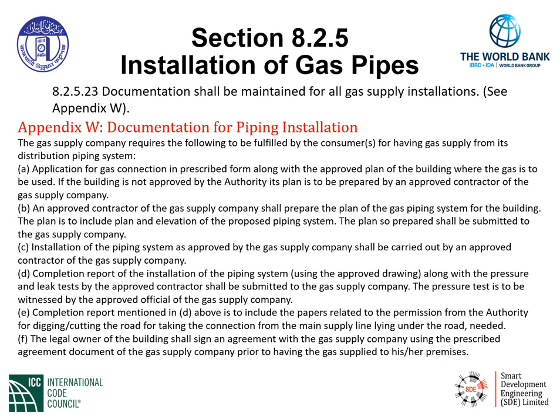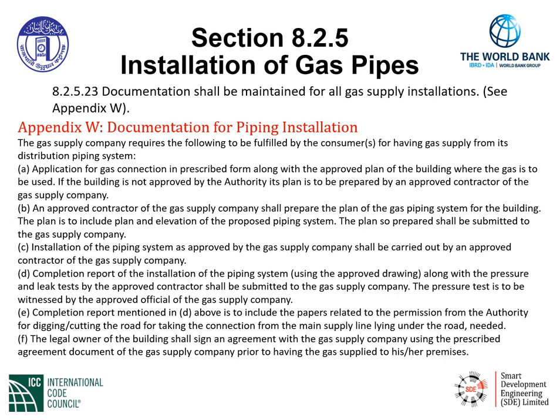B, an approved contractor of the gas supply company shall prepare the plan of the gas piping system for the building. The plan is to include plan and elevation of the proposed piping system. The plan so prepared shall be submitted to the gas supply company.